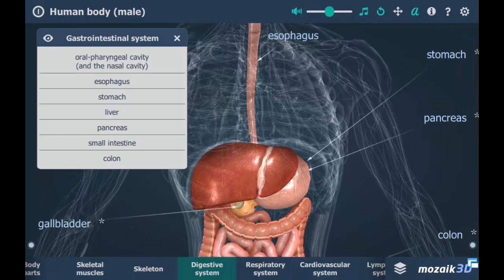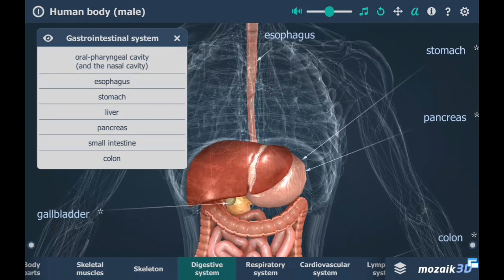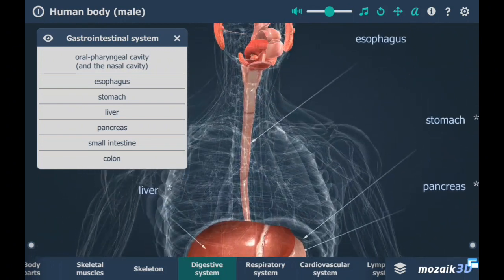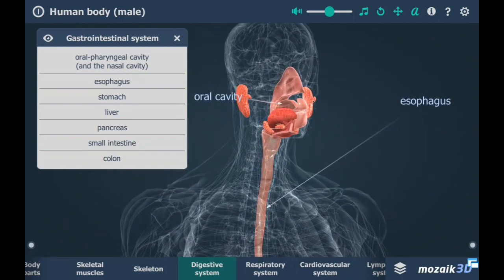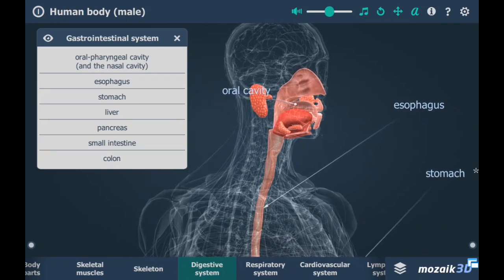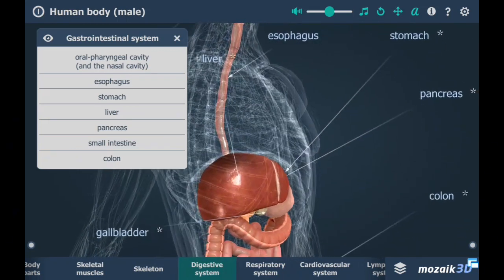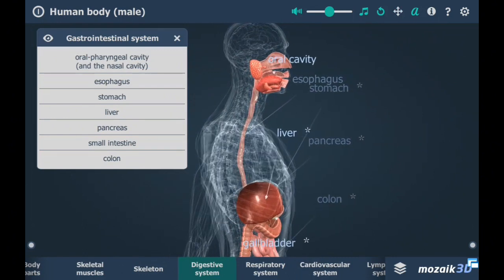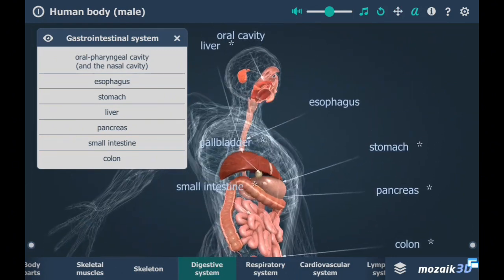Cavity. We're gonna move this and there. So this is the oral cavity, salivary glands, and the esophagus. The esophagus is a tube, a massive tube that leads to the stomach.